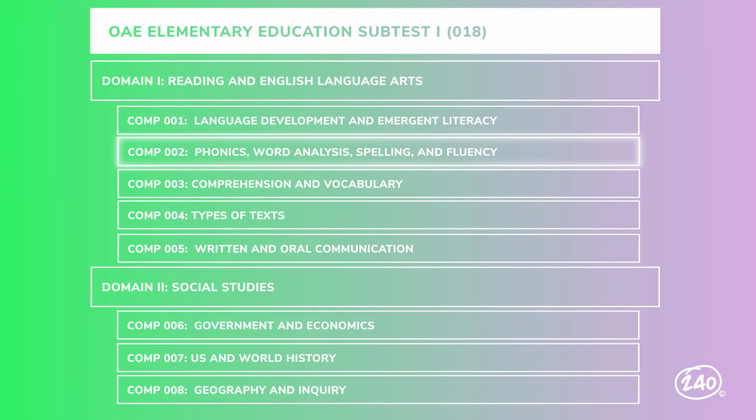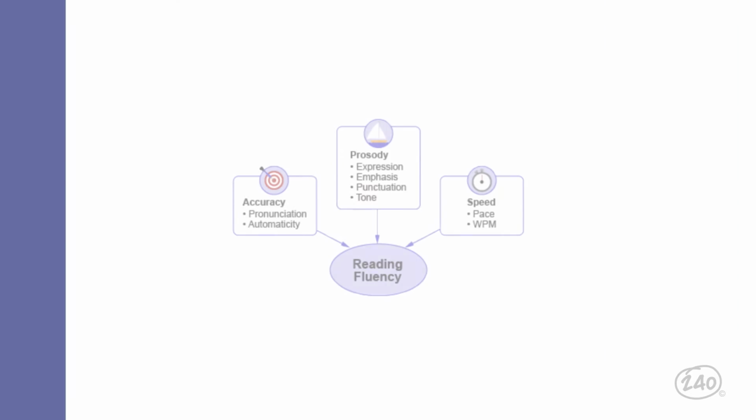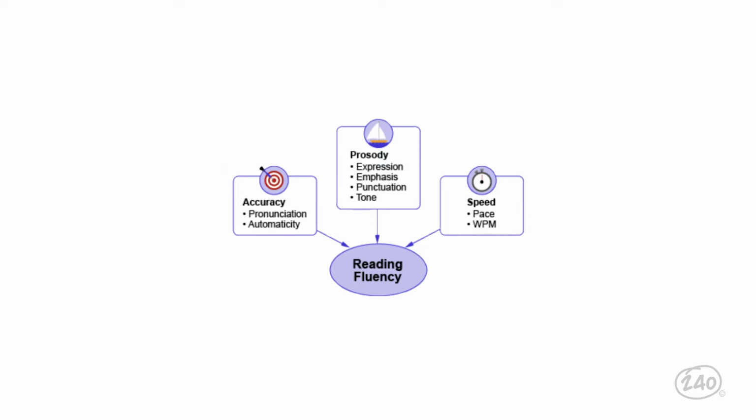Competency 2 is all about phonics, word analysis, spelling, and fluency. That's a lot wrapped up into one idea, including all the strategies and skills students use to decode and encode words on their own when reading and writing. Right now, let's zoom in on fluency. That's an important part of this whole thing. Reading fluency is measured by three primary criteria. Accuracy is the reader's ability to correctly pronounce words, prosody is the ability to convey expression, and speed is the pace at which the reader reads the text.